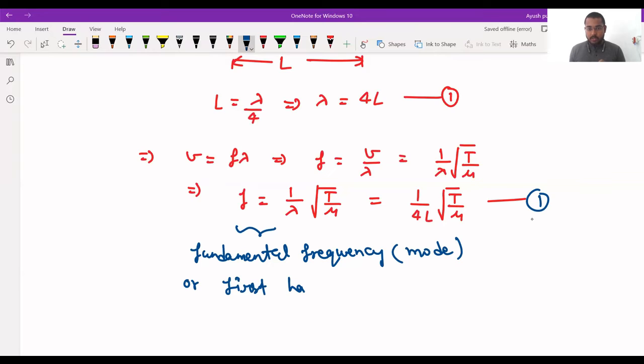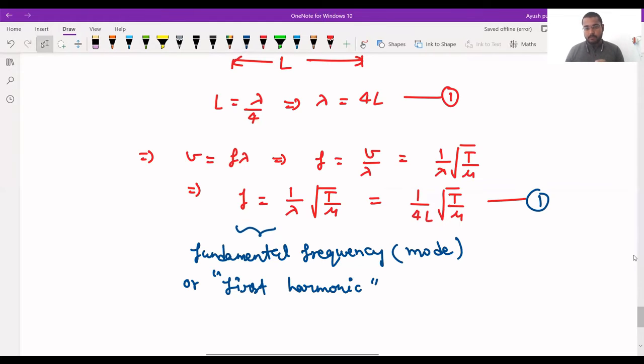What do we call this? First harmonic. You will understand why I am calling this the first harmonic, just let me do some more analysis. Now I have increased the frequency, so now the standing wave is vibrating with the increased frequency. So what shape will it take?